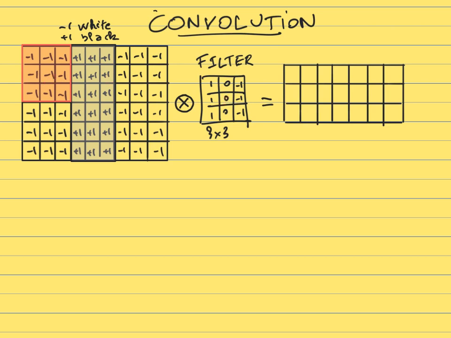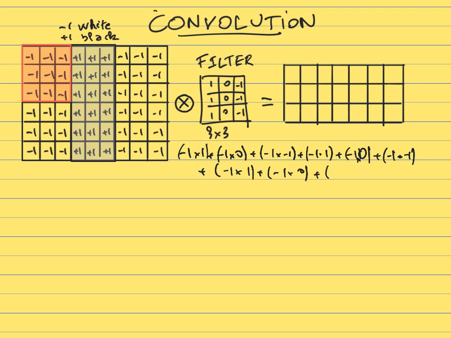So in this case, for this first position for the filter, you will have -1 times 1 plus -1 times 0 plus -1 times -1 plus -1 times 1 plus -1 times 0 plus -1 times -1 plus -1 times 1 plus -1 times 0 plus -1 times -1. So this is going to give you at the end, in this case, 0.